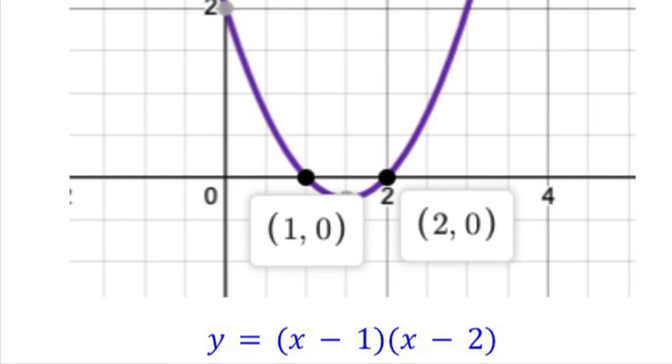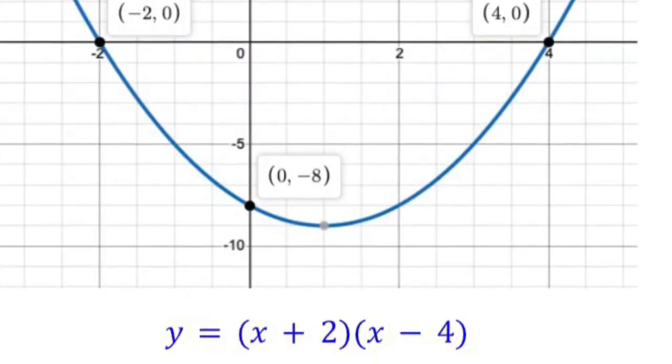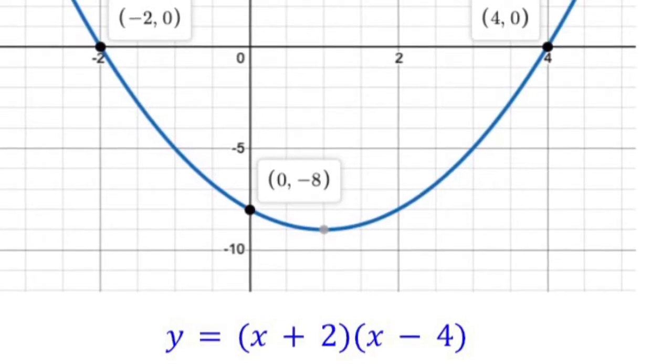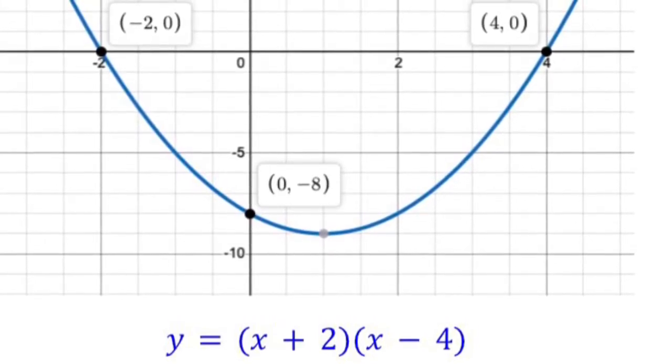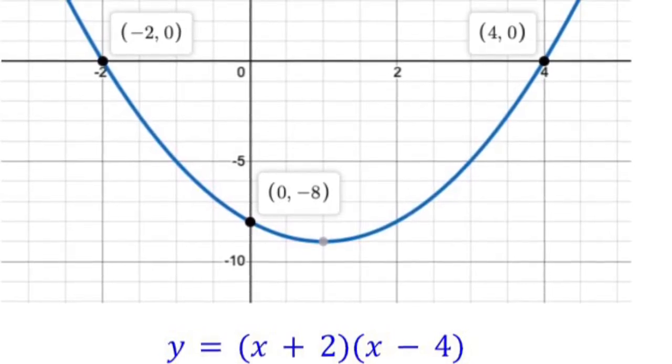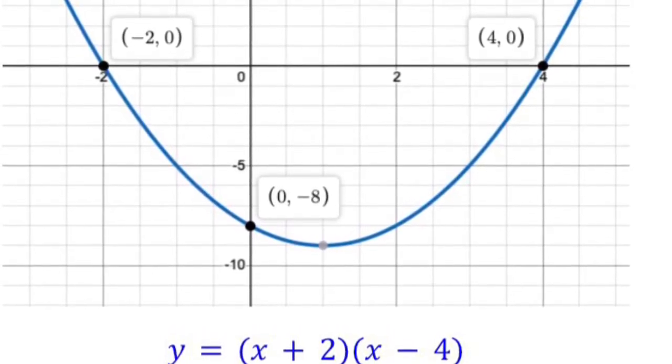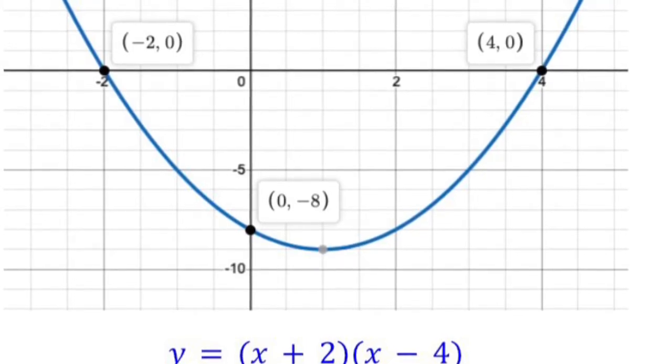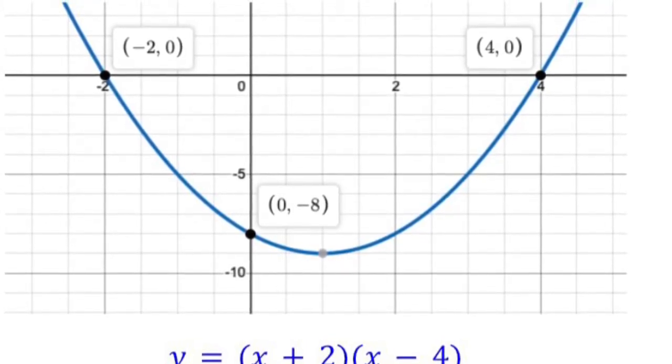Okay, let's look at a third graph. y = (x + 2)(x - 4). So it says plus 2 and the x-intercept is minus 2. It says minus 4 and my x-intercept is plus 4. Opposite still. Good pattern.